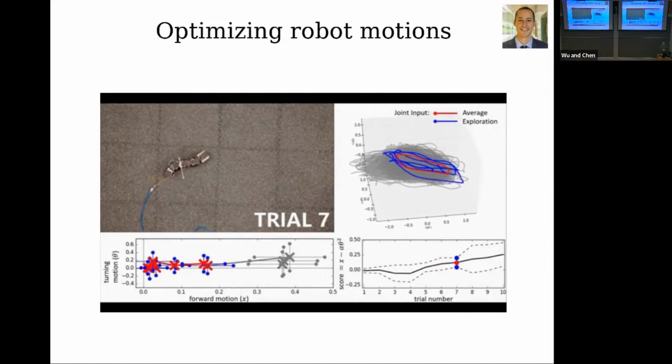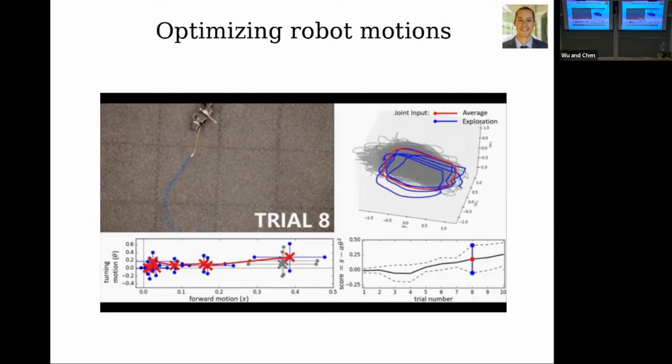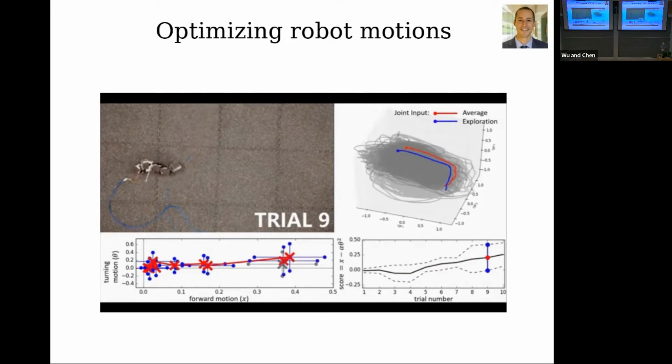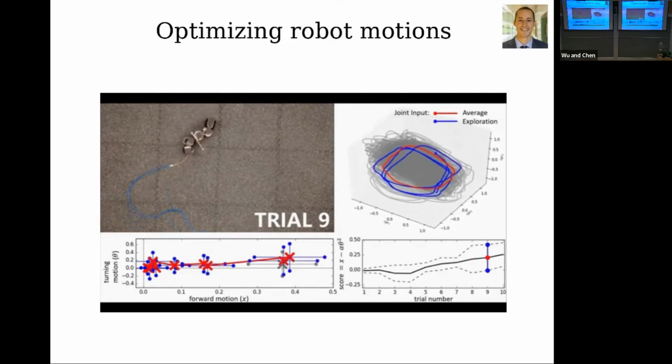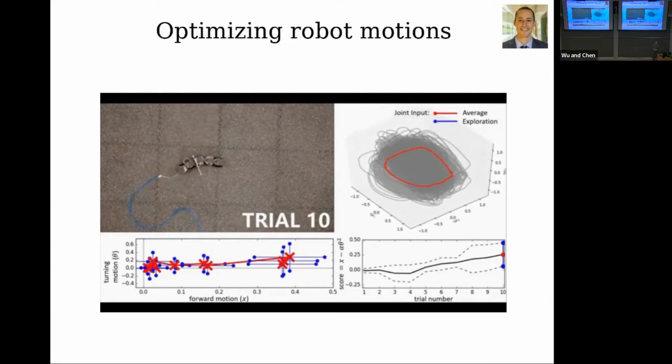The objective function here is actually written on the y-axis of the bottom right graph. It's x minus alpha theta squared is our goal function. So maximize x while not letting your rotation get too big.